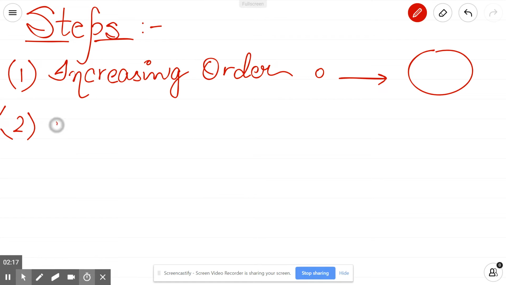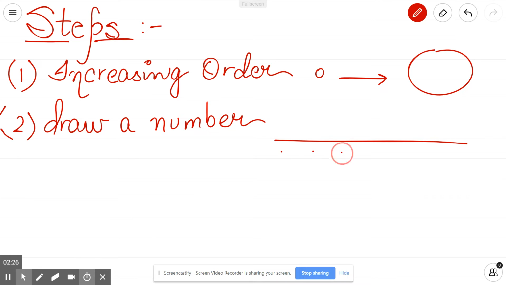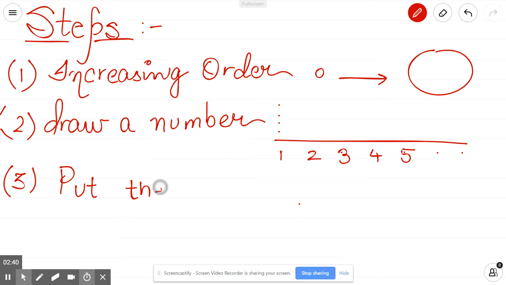Step number 2 is that you'll draw a number line, maybe something like this, which has numbers here, maybe 1, 2, 3, looking at your data, and so on and so forth. And then here is where you draw the dots. Step number 3, put the dots. All right, so after taking care of the steps, we will start with our question on the next page.